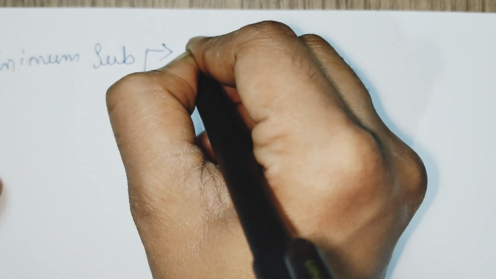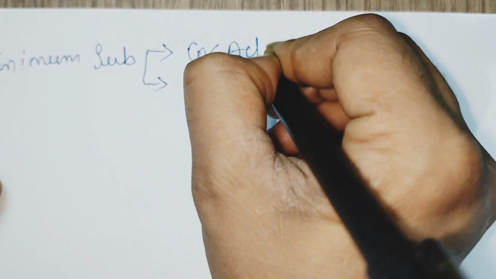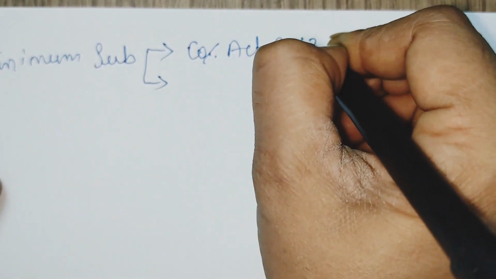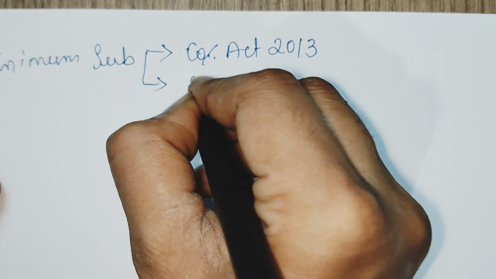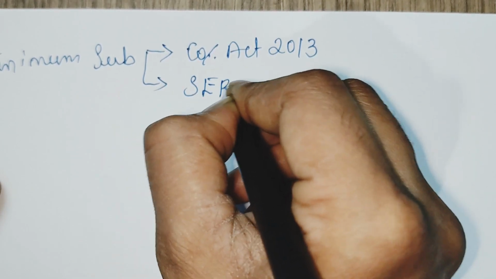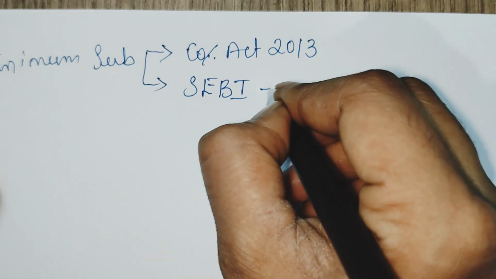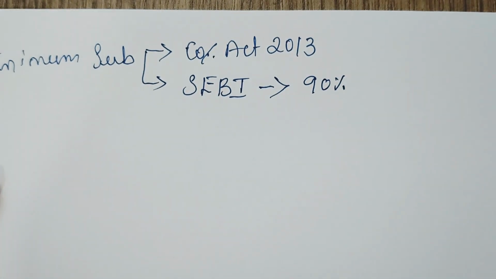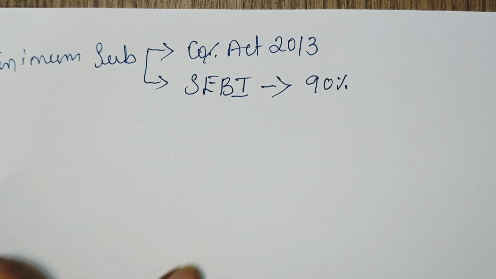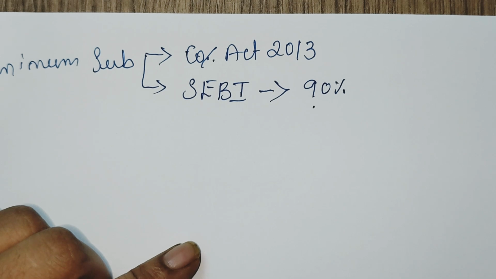For minimum subscription, we are following the rules of, first, the Companies Act 2013. Then another is SEBI, Securities and Exchange Board of India. SEBI made the rule that 90% subscription should be met. If they are not meeting this 90%, they need to refund the entire amount whatever they have received.